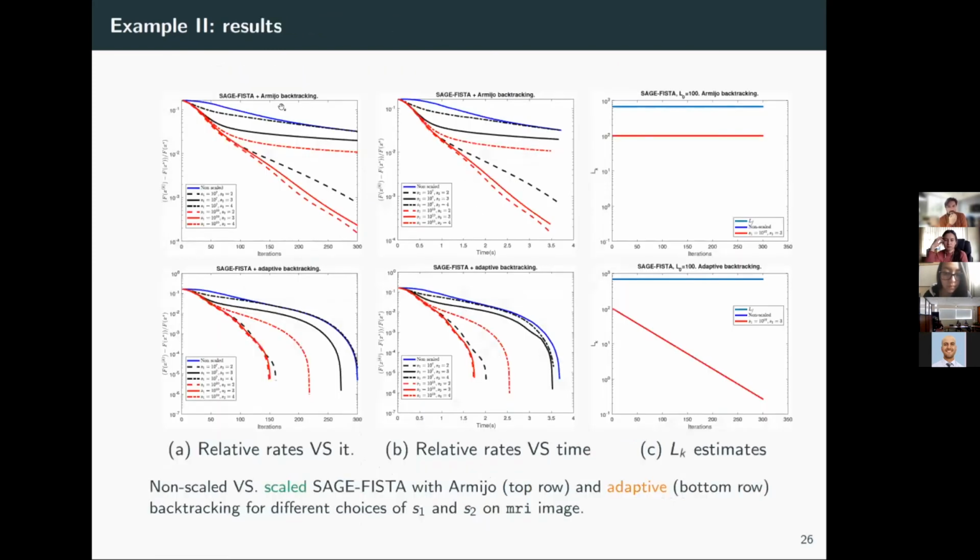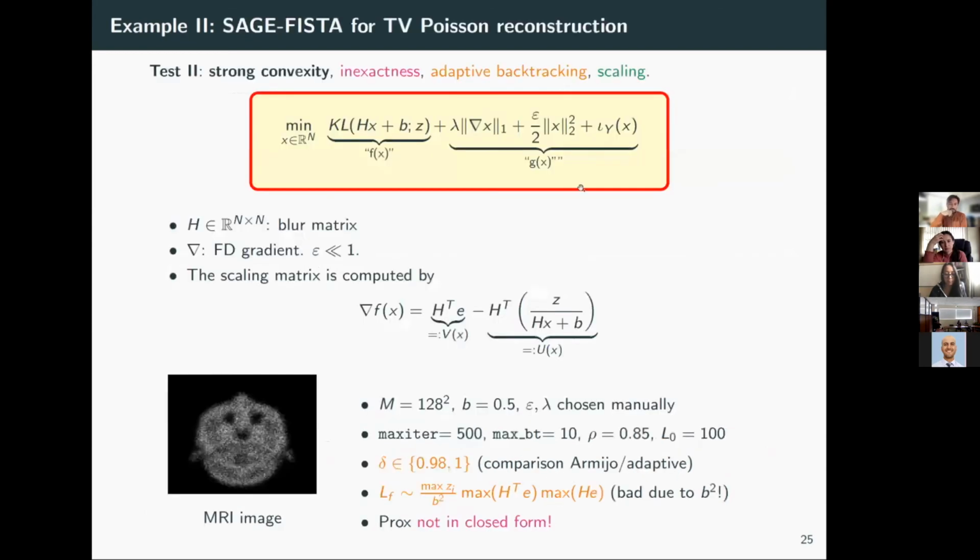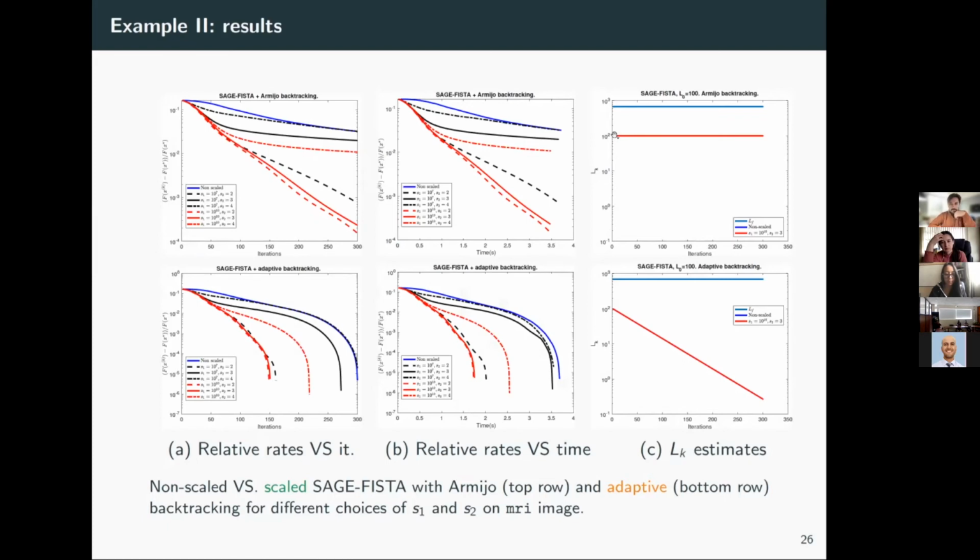So you see again the comparison between the blue line, which is the standard FISTA, and the red and black lines, and in particular the advantage you have whenever you choose an adaptive backtracking strategy combined with the scaling. You see here that the y-axis have very different ranges, and in particular, the estimate that you find by using this expression cannot be updated using a standard backtracking, but it can be updated using the adaptive one because you allow your Lipschitz constant to decrease.